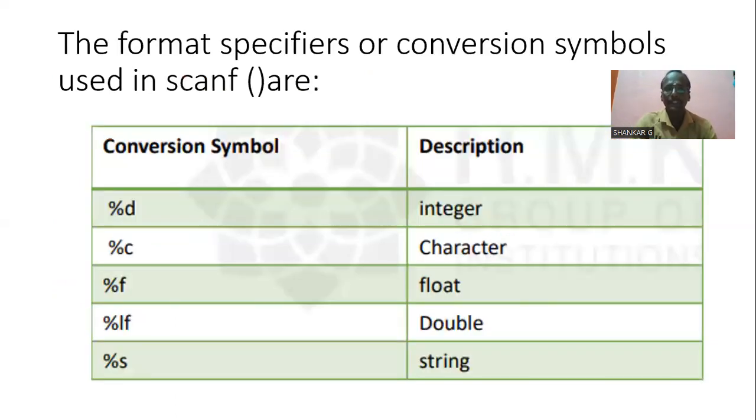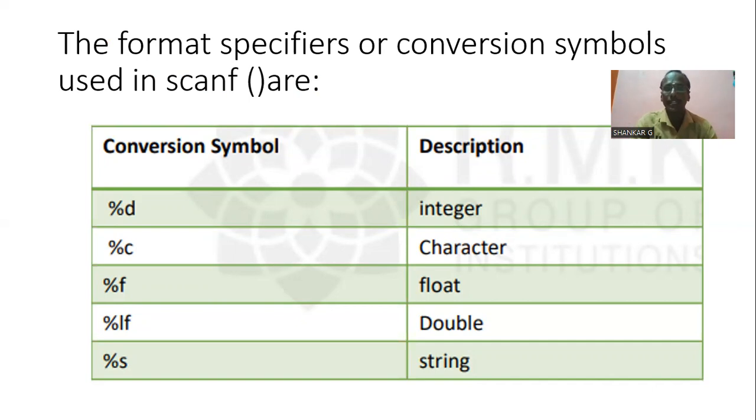Here a few of the conversion symbols are given. The conversion symbol is also called a format specifier. If you specify %d as the conversion symbol, it indicates the variables are of integer type. If you specify %c, it means the variables take character values. If you specify %f, the variable can take only float values. Suppose you specify %lf, it means double.